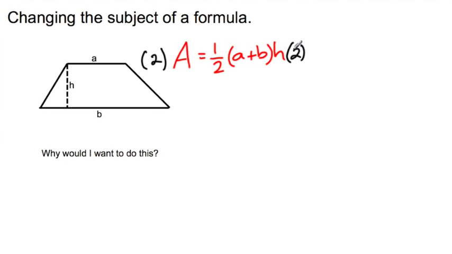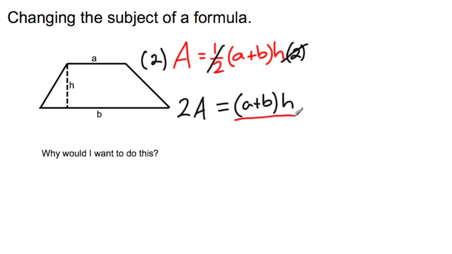Then as you can see, this 2 will cancel out with this 1/2. So now I have 2a equals, in parentheses, a plus b, times h. The next thing I'm going to want to do, since the idea is making b the subject of the formula, is divide both sides by h. Let's make that a better looking h. Alrighty, there we go. So now I have 2a over h equals a plus b.